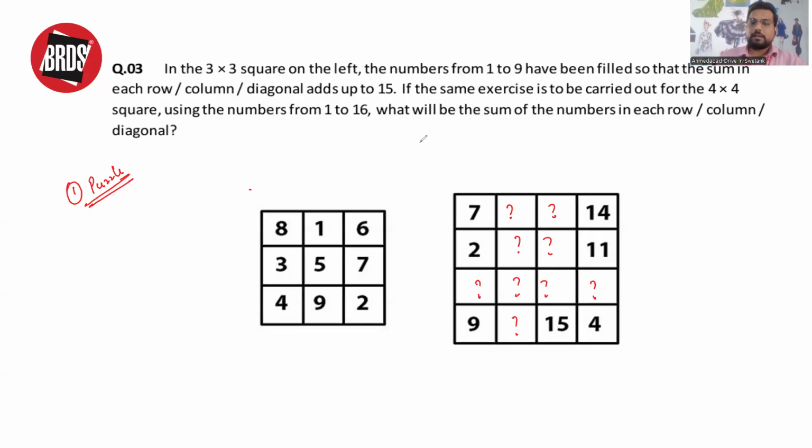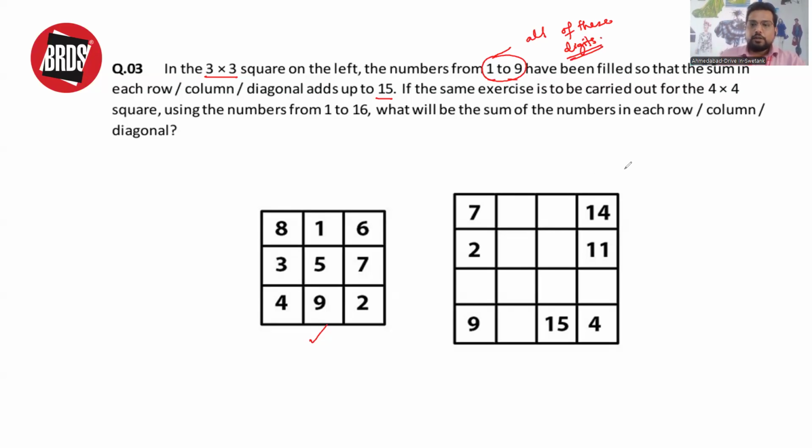The question is about what the sum of the numbers in each row and column, or maybe diagonally, will be. When you read this question, it says that in a 3 by 3 square on the left hand side, 1 to 9 have been filled so that each and every row, column and diagonal adds to 15. So the point is that you have to use all of these digits.